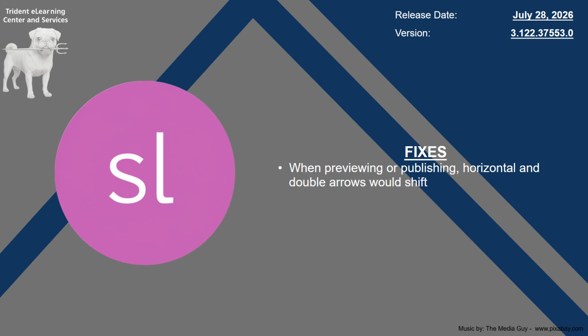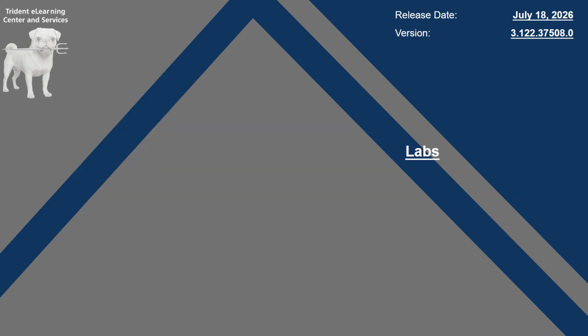The Thursday fix corrected a problem where horizontal and double arrows would shift position when previewing or publishing a lesson. Today's fix addresses an issue where projects that included a zoom region on one of the slides would fail to open entirely. As for labs, all three features remain in testing, with no additions or removals since our last update.